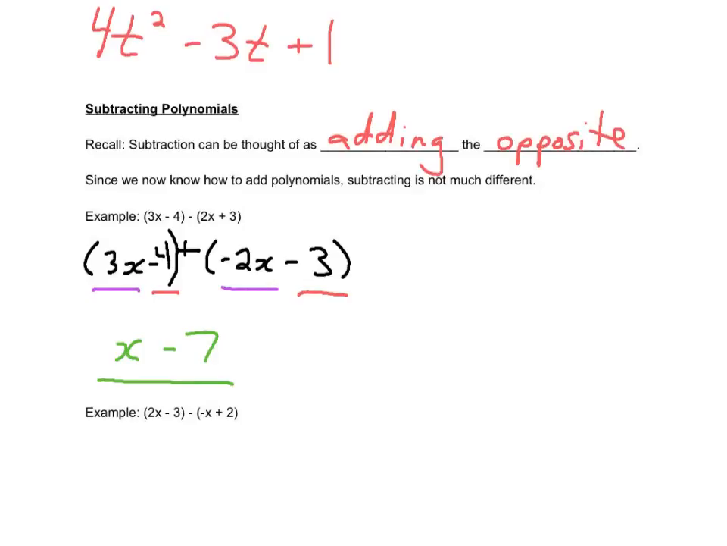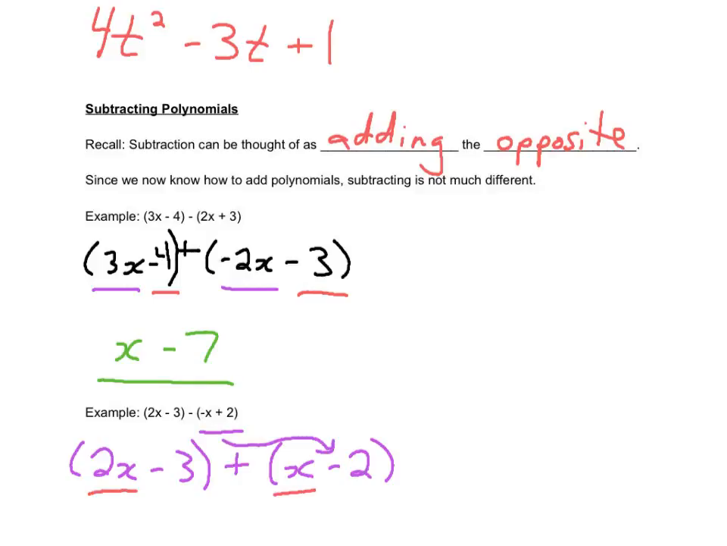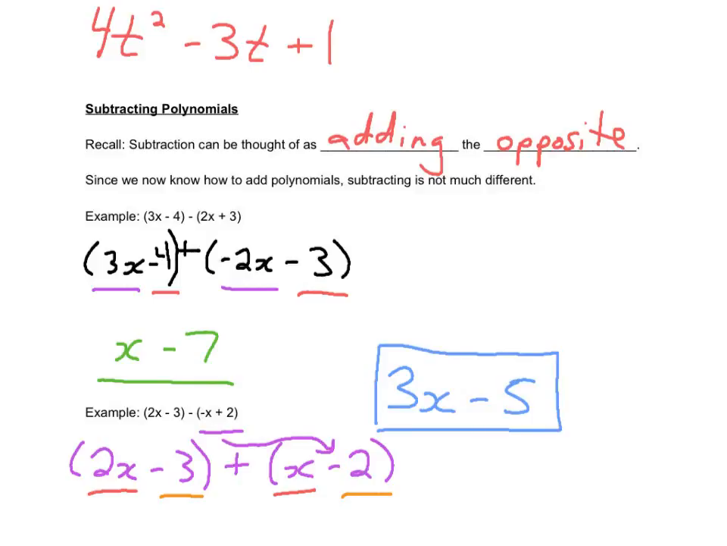So again, subtraction is simply adding the opposite. So we're going to rewrite this as an addition statement of the opposite. So instead of subtracting, now we're going to add the opposite. So the negative x becomes a positive x, the positive 2 becomes a negative 2. See how we've just switched those around there? Okay. Then we go on just as we would if we were adding. We identify the like terms and combine them. So we've got 2x plus 1x is 3x. Negative 3 plus negative 2 is negative 5. Okay, so that is adding and subtracting polynomials.